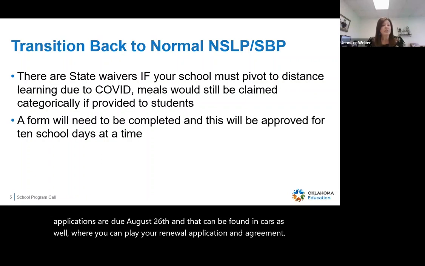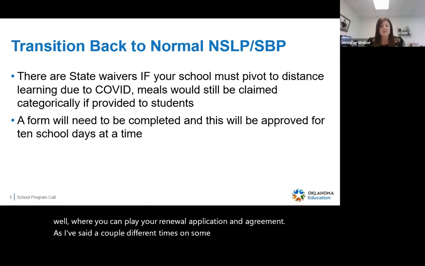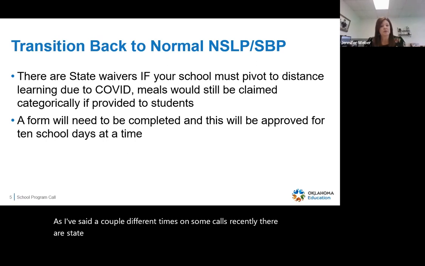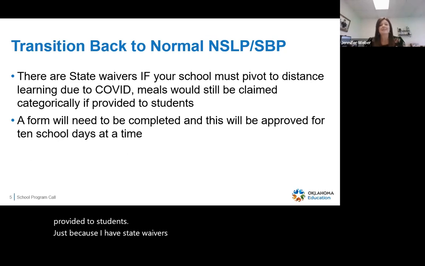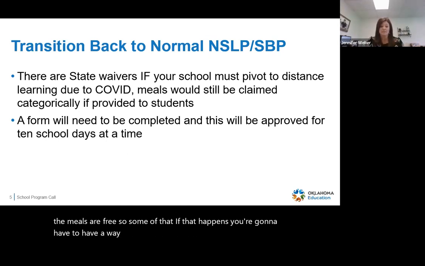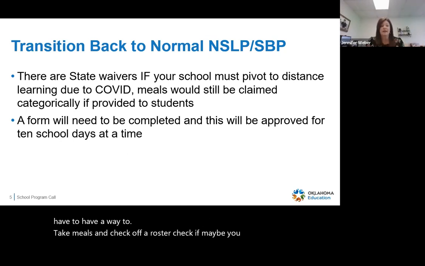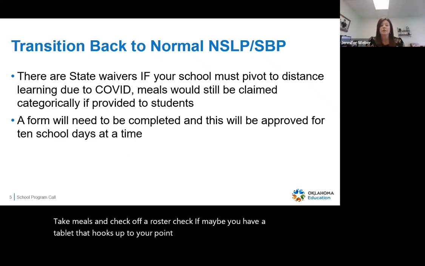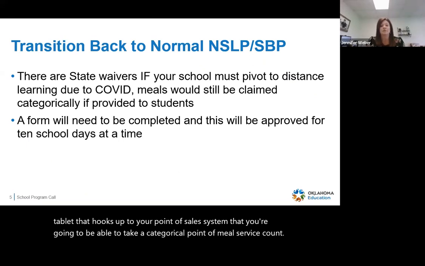As I've said a couple different times on some calls recently, there are state waivers if your school must pivot to distance learning due to COVID. Meals would still be claimed categorically if provided to students. Just because I have state waivers to allow for this doesn't mean the meals are free. So if that happens, you're going to have a way to take meals and check off a roster. Maybe you have a tablet that hooks up to your point of sale system, that you're going to be able to take a categorical point of meal service count by category, free, reduced, and paid.